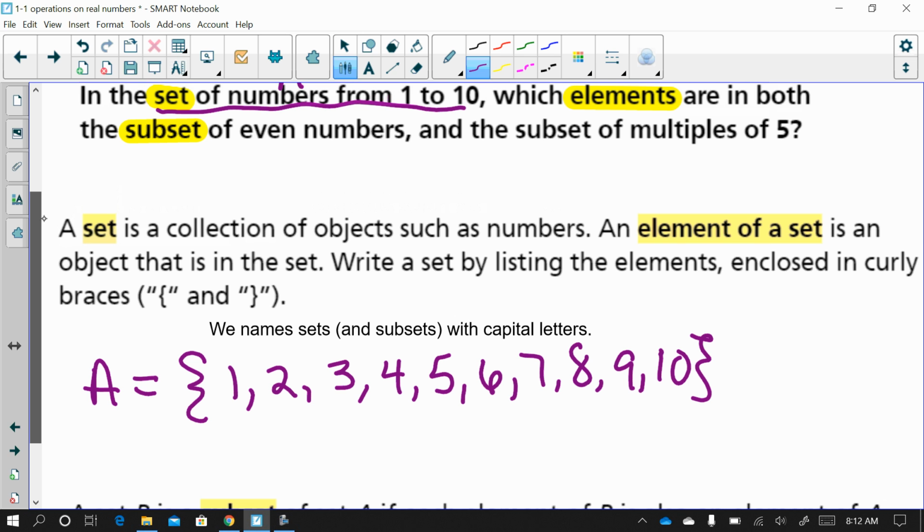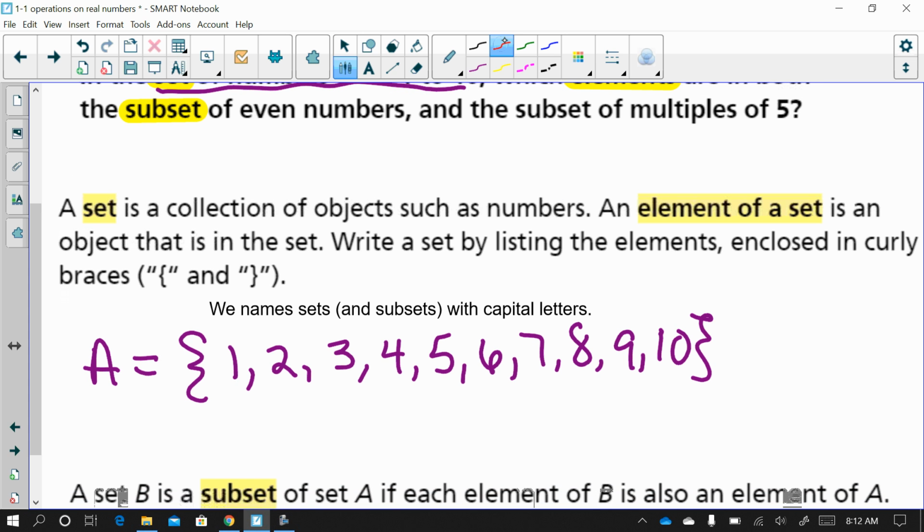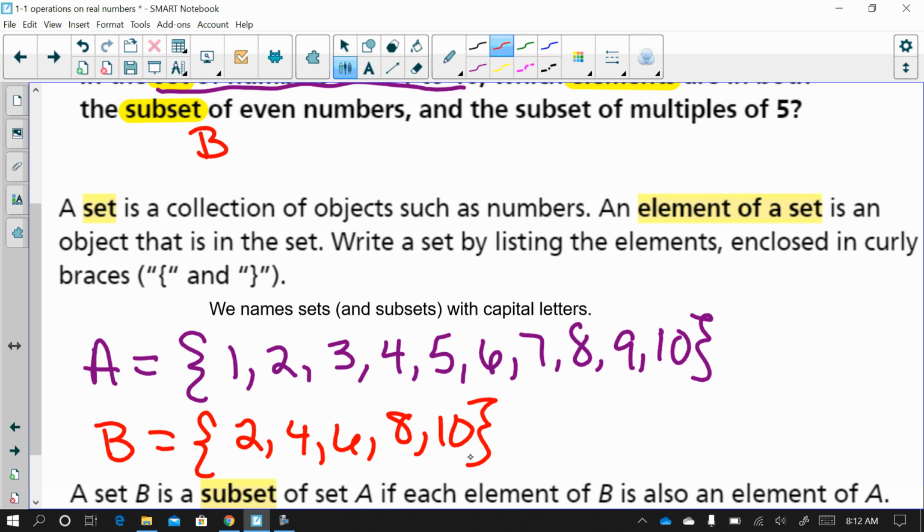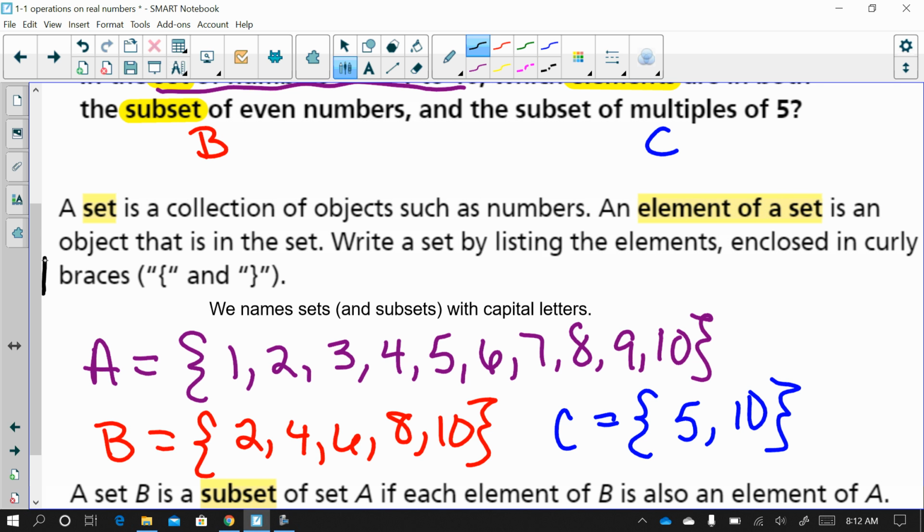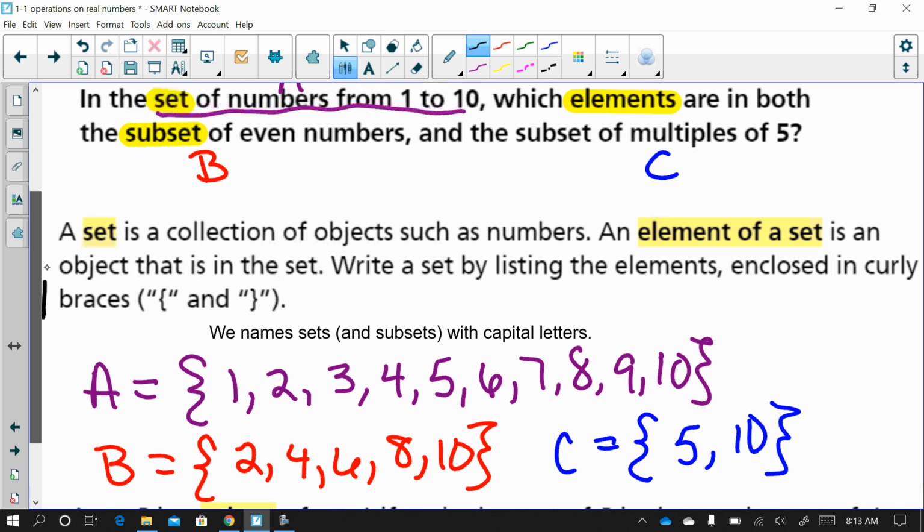If we go back to the question, we want to know the subset of even numbers. I'm going to call this B. Let's list what's in B, just the even numbers: 2, 4, 6, 8, and 10. And then C is the subset of multiples of 5. What are my multiples of 5 in this set? 5 and 10. Now that I've got all the sets and subsets listed out, the question asks which numbers are in both of my subsets.